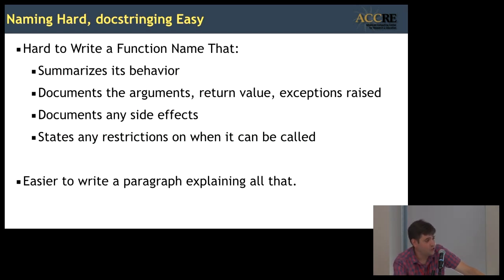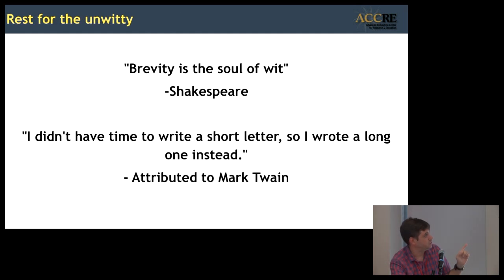So naming is hard, but docstringing is relatively easy. It's just hard to write a function that does all these things in one line or just a couple words. But it's easier to write a paragraph explaining all that. This property is well known in literature. Shakespeare said, "Brevity is the soul of wit."